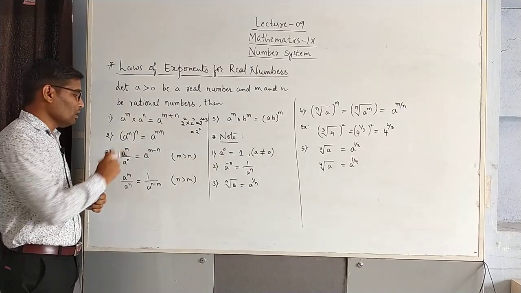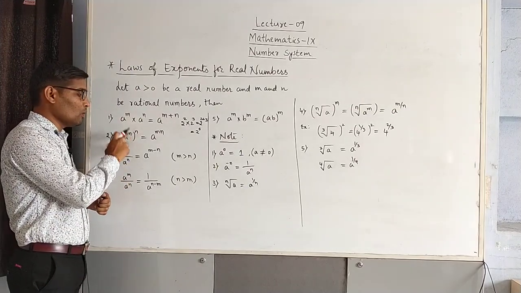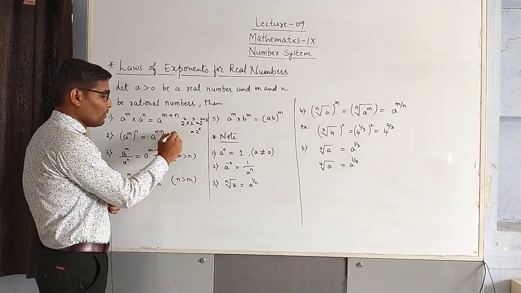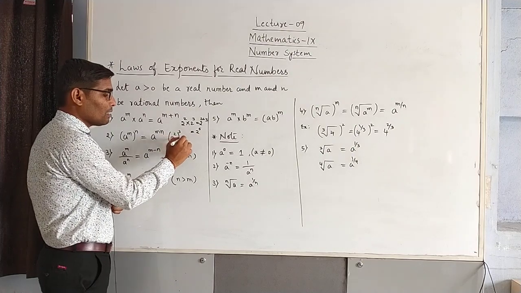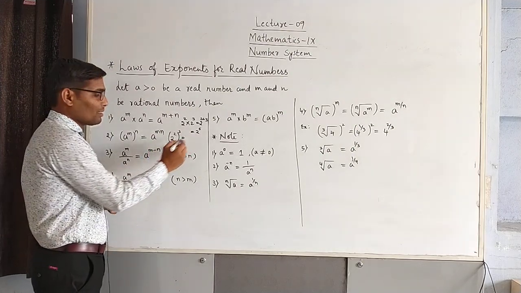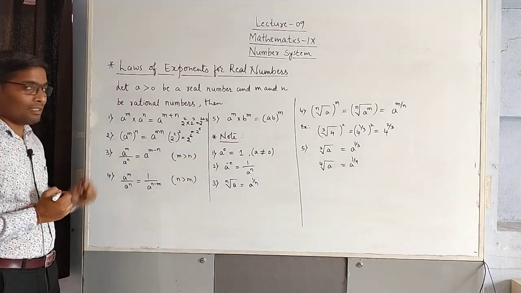Then moving to the second one, this explains the power of a power, that is, a to the power m whole to the power n equals a to the power m into n. For example, 2 to the power 2 whole to the power 3. Then we can multiply the powers, 2 into 3 is 6. Then we can write 2 to the power 6. This is the second law of exponents.